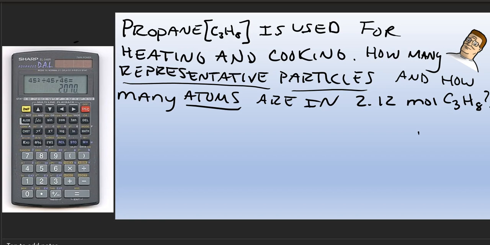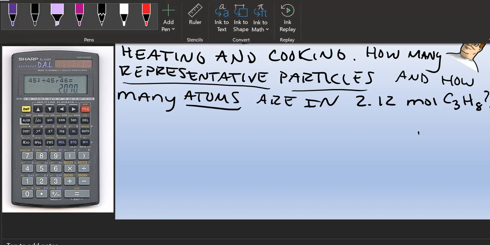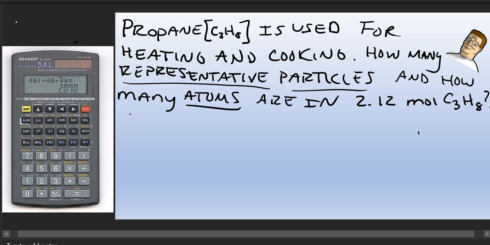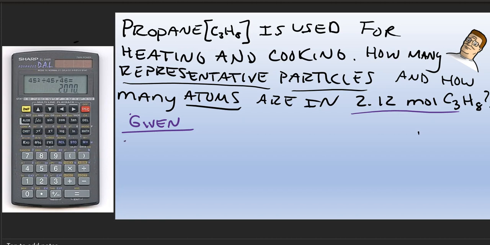So this is a two-part problem. The first one is representative particles. So we need to write down our givens to begin with. That's where you always need to start. And here we're given that we have 2.12 moles of propane. What we're looking for, the first one, is representative particles.